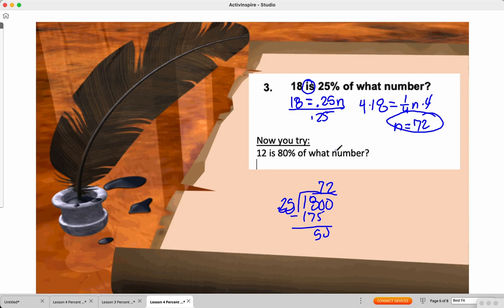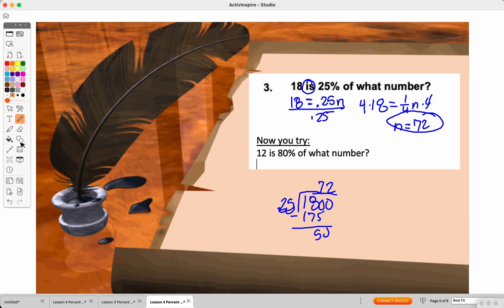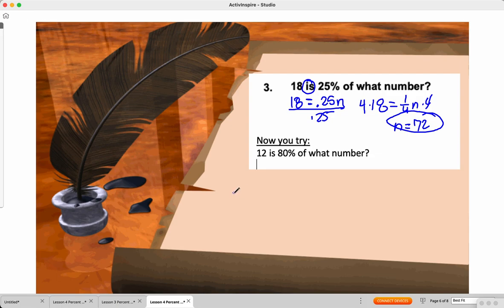But sometimes it's helpful to use lesson 1's knowledge of changing decimals to percents to fractions so that you're able to make it a little bit faster on your own. Go ahead and try your next problem, pause the video, and see what you come up with. All right, so you have 12 equals 0.8 times n, or you can change it to fractions.